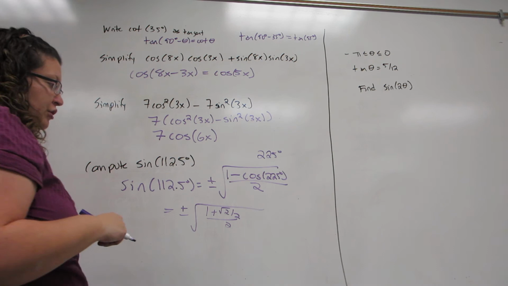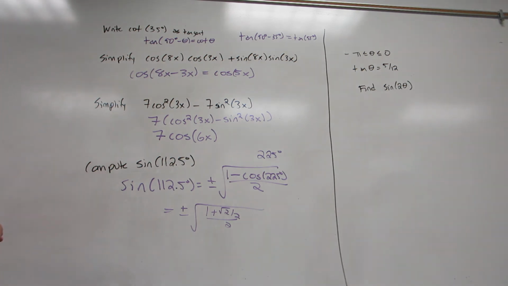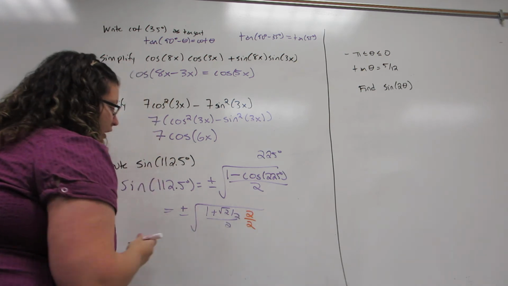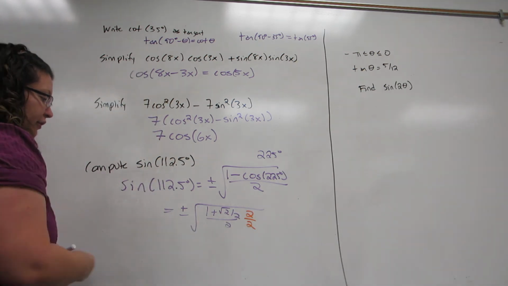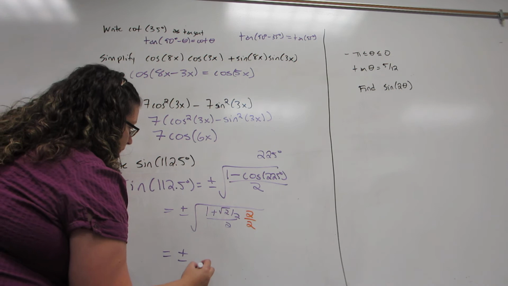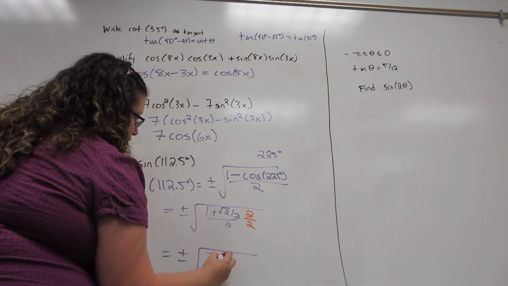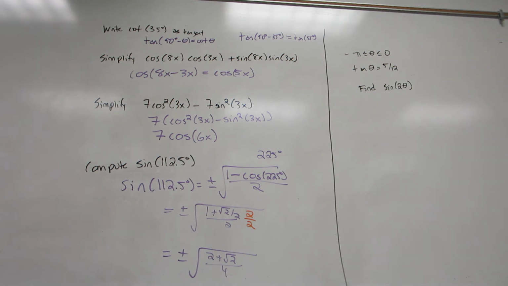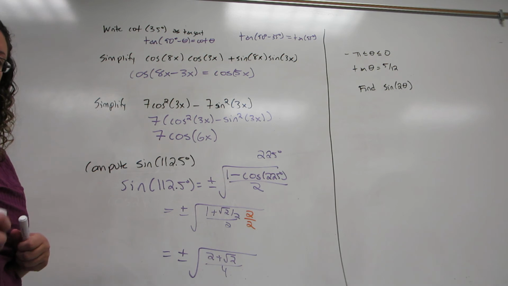Now, I don't like fractions within fractions, so I'm going to use a little trick to get rid of them. I'm going to multiply top and bottom of the big fraction by the common denominator of the little fractions. And I'm going to end up with 2 plus the square root of 2 all over 4 inside my square root.